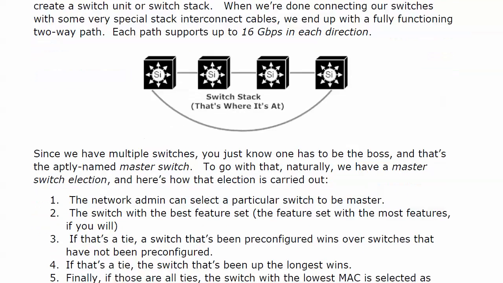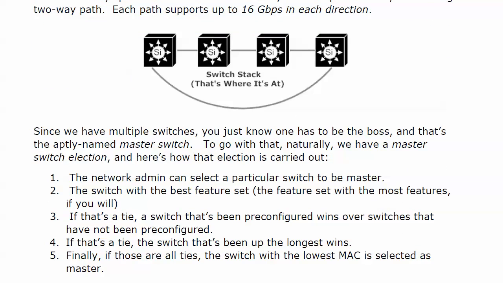That's pretty darn good. Now we have multiple switches, so we know one of them has to be the boss, and that is the aptly named master switch. And to go with that, we have a master switch election, and I want you to know how that election is carried out. First off, you and I, as the network admins, we do have the option to select a particular switch to be the master, which is great. But if we don't care, if we have 9 switches of the exact same capacity, maybe we don't care, then we need some criteria to make that election happen.